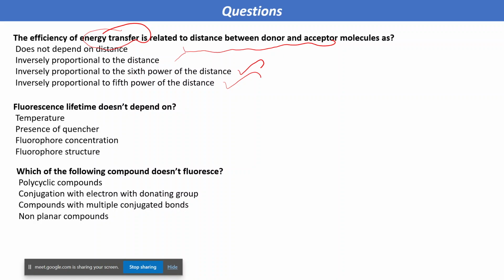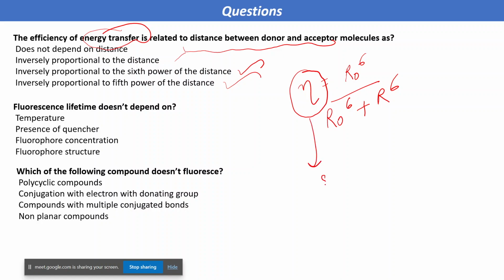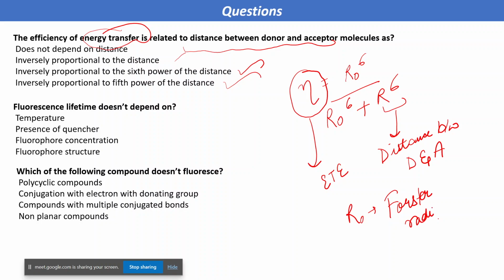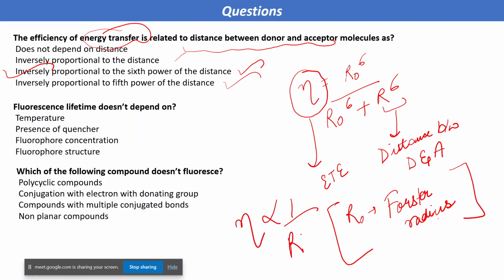Yes. As we have discussed, energy transfer efficiency is equal to R naught 6 divided by R naught 6 plus R 6. Here E is the energy transfer efficiency, and R is the distance between donor and acceptor. And what is R naught? R naught is the Förster radius. What does the Förster radius indicate? It is the distance when the energy transfer efficiency is 50% between acceptor and donor. Yes. So the answer will be inversely proportional to the sixth power of the distance.